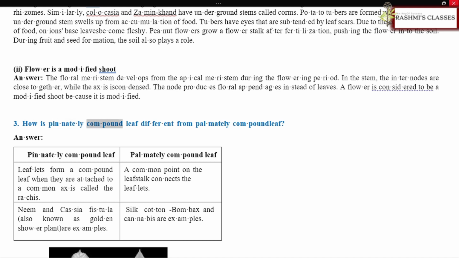How is a pinnately compound leaf different from a palmately compound leaf? Answer. Pinnately compound leaf: leaflets are attached to a common axis called the rachis. Palmately compound leaf: a common point on the leaf stalk connects the leaflets. Neem and cassia fistula, also known as golden shower plant, are examples of pinnate. Silk cotton, bombax and cannabis are examples of palmate.